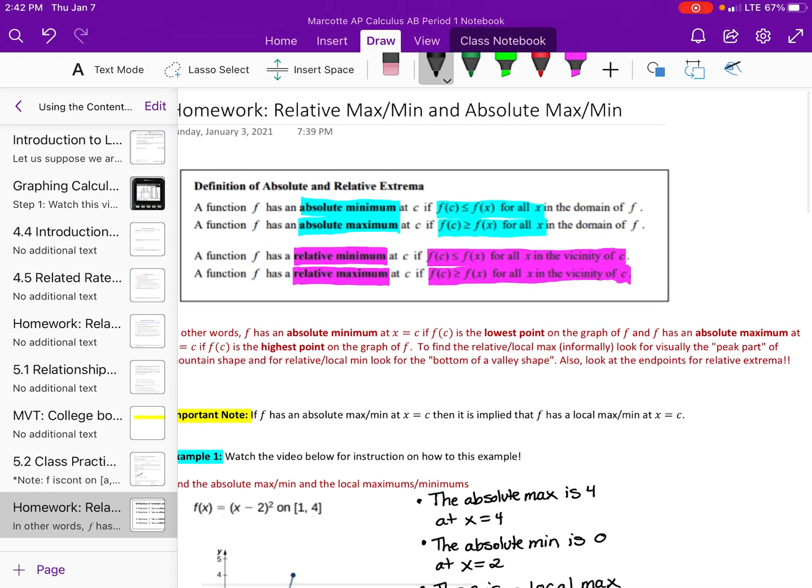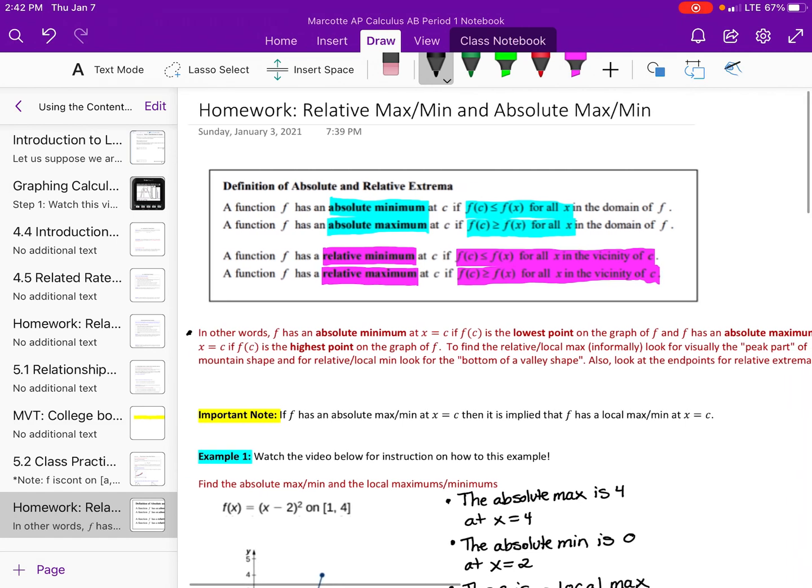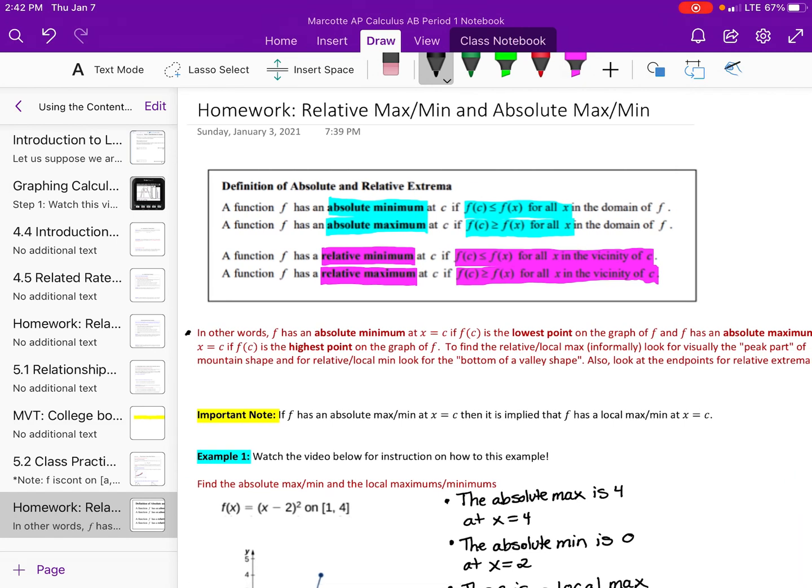And then as far as looking for the absolute maximum on our graph, we would say that it's an absolute max at x equals c if f of c is the highest point on the graph of f. So just look graphically at your function and try to find the highest point, and whatever that highest point is, that's going to be your absolute maximum.